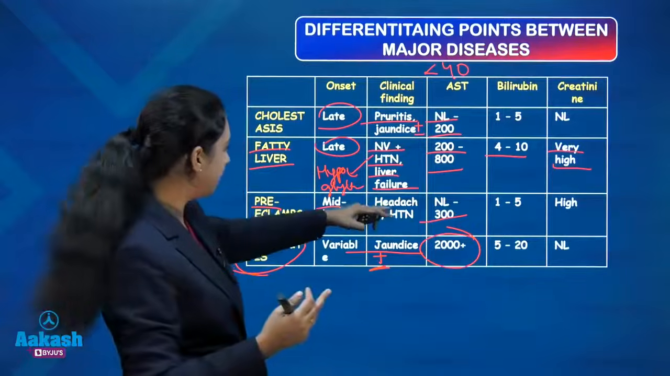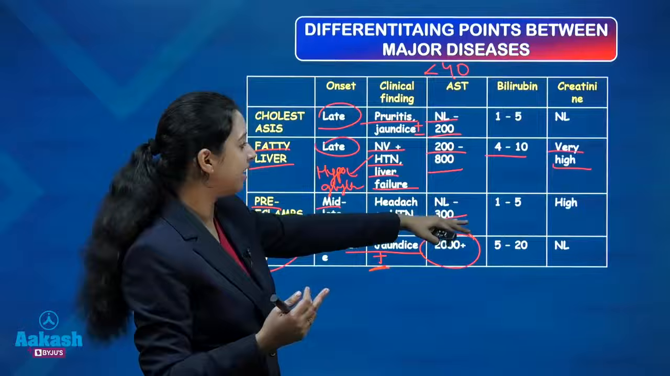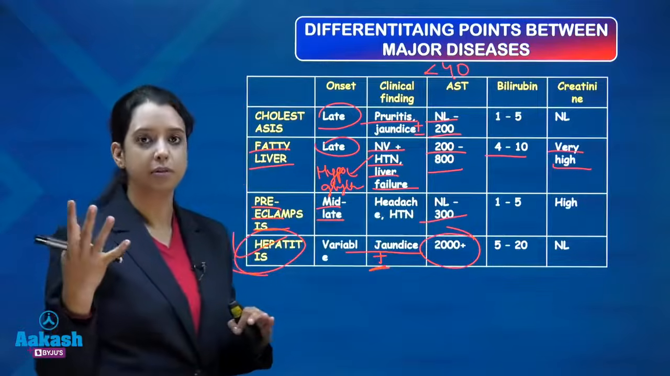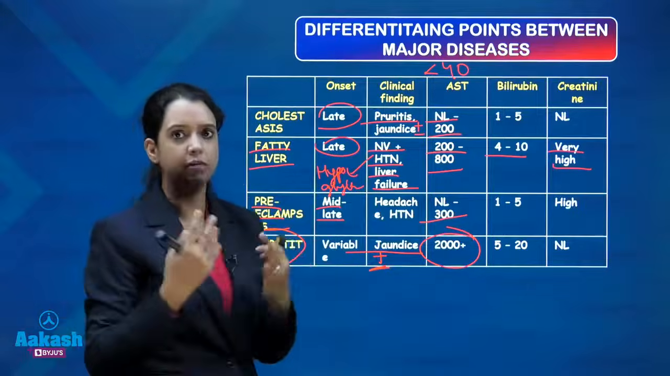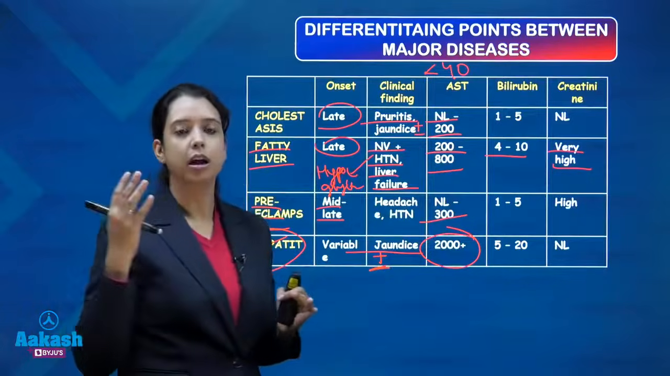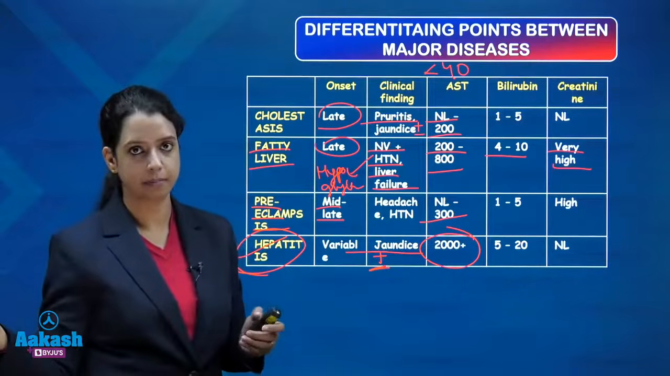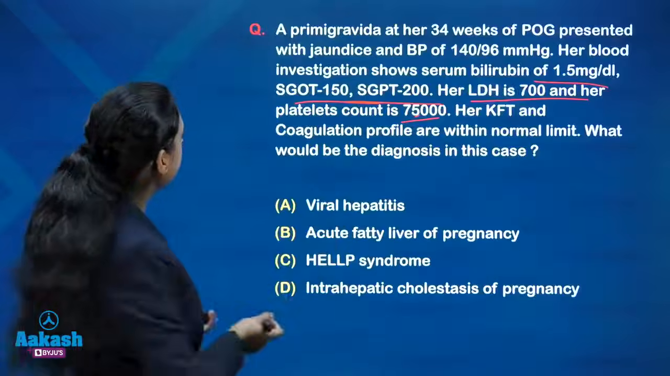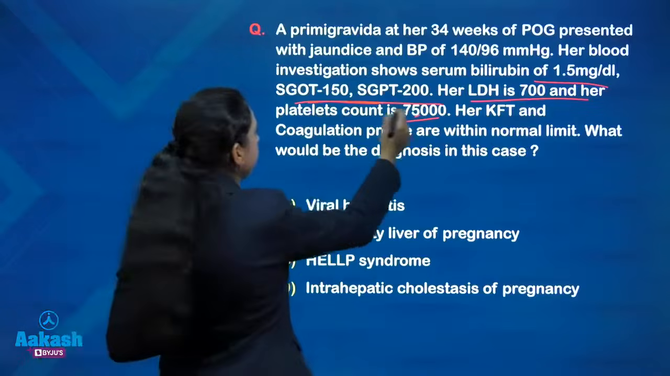Okay, if hypertension is there, headache is there, AST is raised, think of HELP syndrome. If patient has nausea, vomiting, she is hypoglycemic and AST is 200 to 800 and creatinine is high, think of AFLP. Okay.